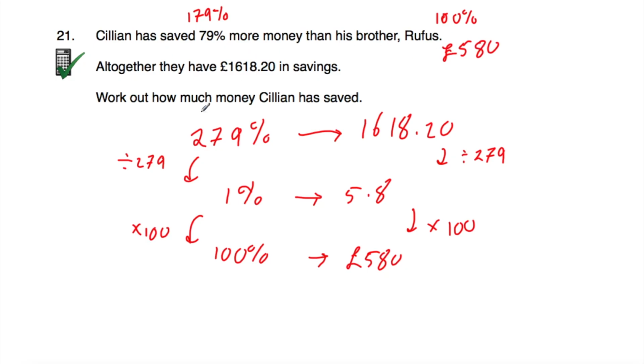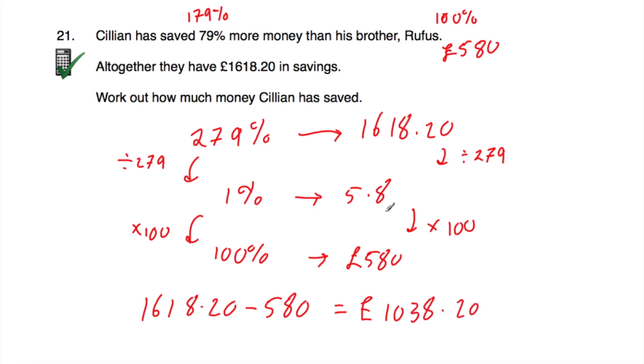Now at this point we could just take this away from the grand total to find out how much Killian's got. Or alternatively, we could go back to this point, and instead of timesing by 100, we could times both of these by 179. So if you do 5.8 times 179, that's equal to £1,038.20. So that's how you could find how much money Killian's got. But also what you could do is take how much money they've got all together, the £1,618.20, and take away the £580, and that's equal to, again, £1,038.20. And that's how much money Killian saved.